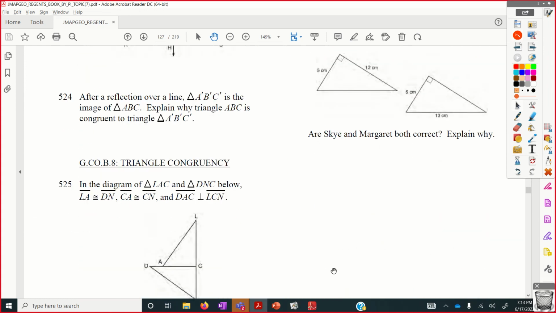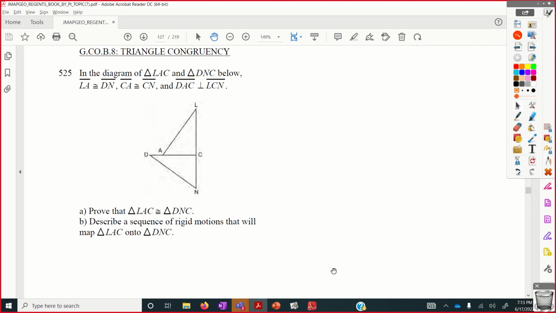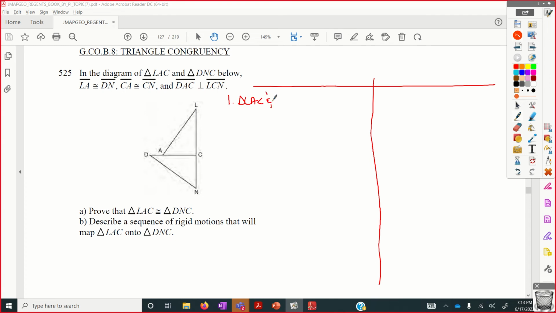All right, let's do some proofs. How about 525 right here? So we're starting off with, in the diagram, triangle LAC and triangle DNC. LA is congruent to DN. CA is congruent to CN. And DAC is perpendicular to LCN. That's all given.